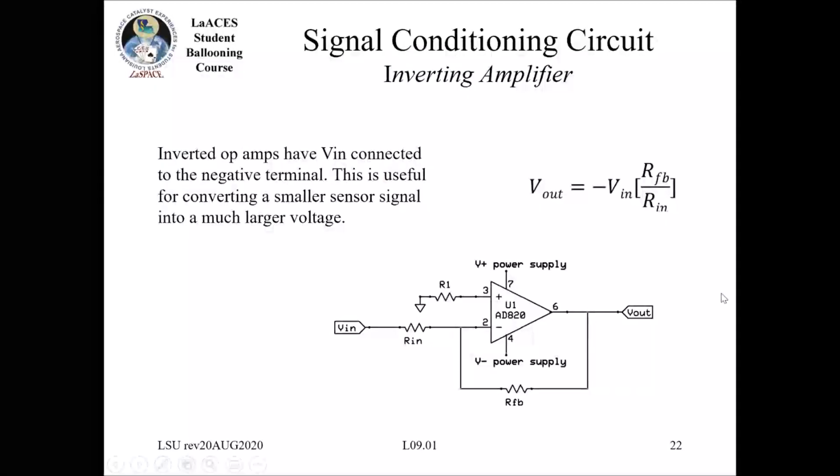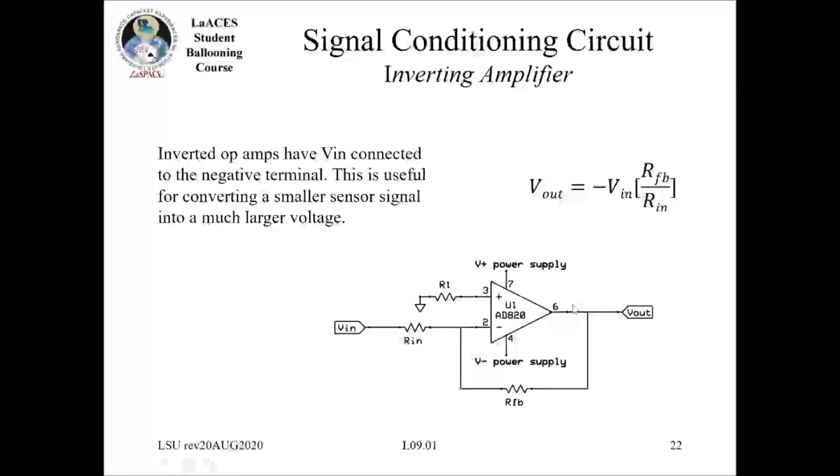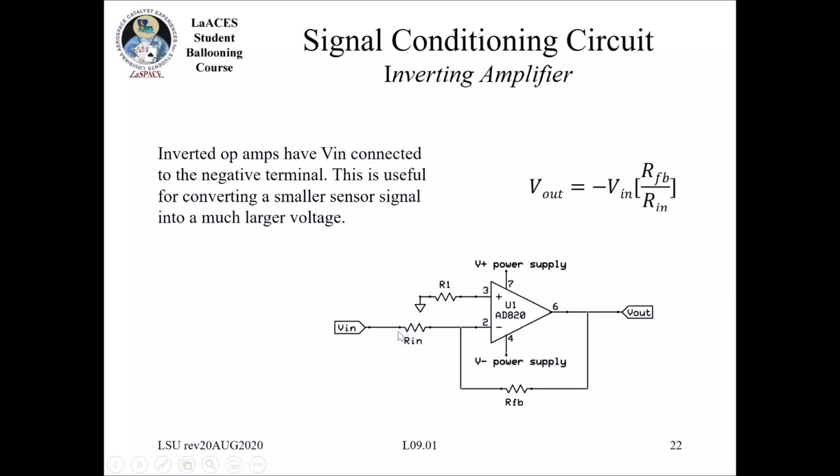The second signal conditioning circuit is what's known as an inverting amplifier. In this case, in our feedback loop, we have a resistor connected in series with our input. And what this does is it actually multiplies your input voltage by the ratio of your feedback resistor over your resistor that is in series with your input. And you can actually see the equation up here. Now, this is an inverting amplifier. You will see that there is a negative sign here.